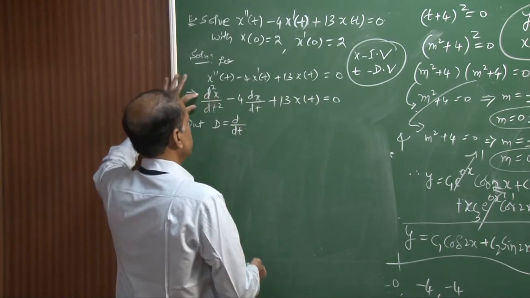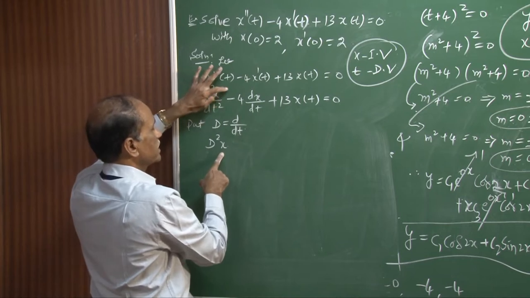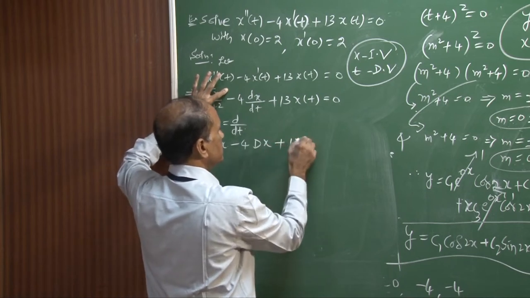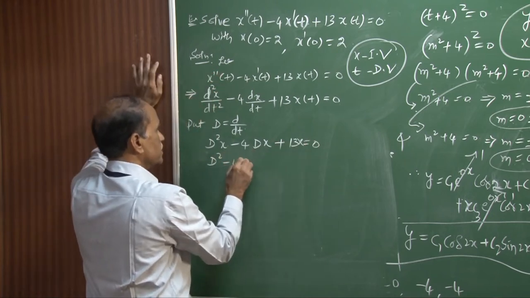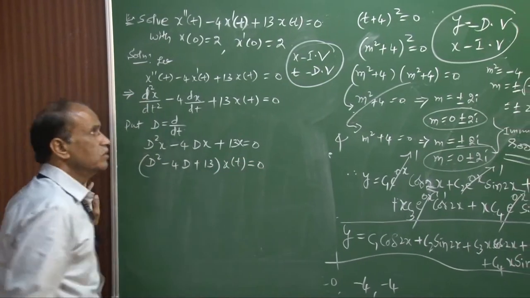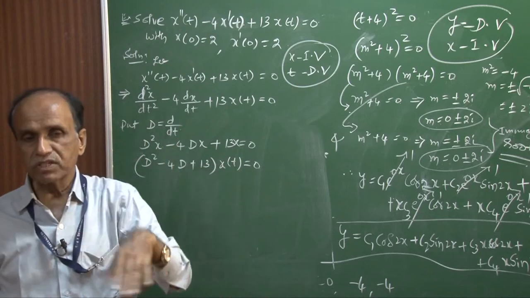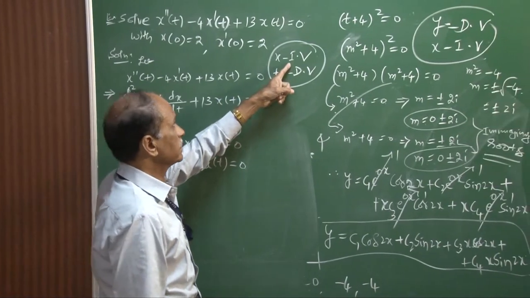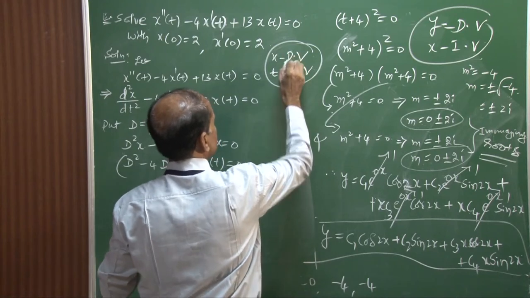Now, D is equal to d by dt. Then D square minus 4D plus 13 operating on x of t is equal to 0. Even if you write only x, it is understood that x is a function of t. Here t is the independent variable and x is the dependent variable.